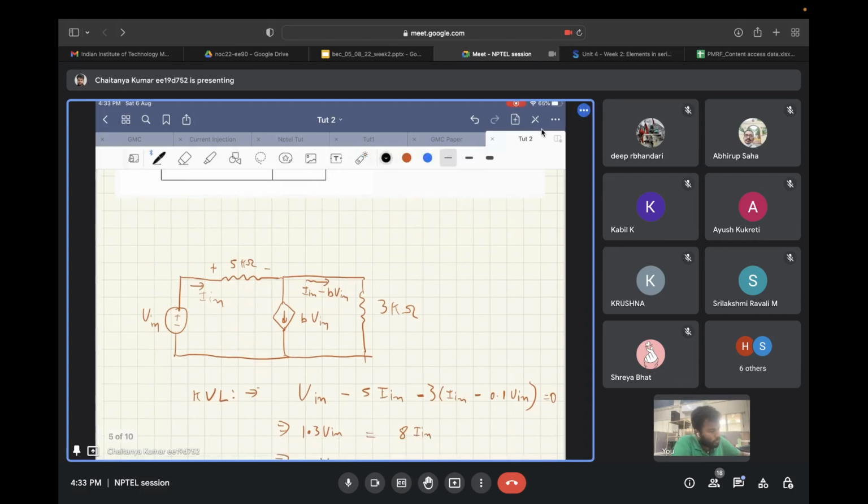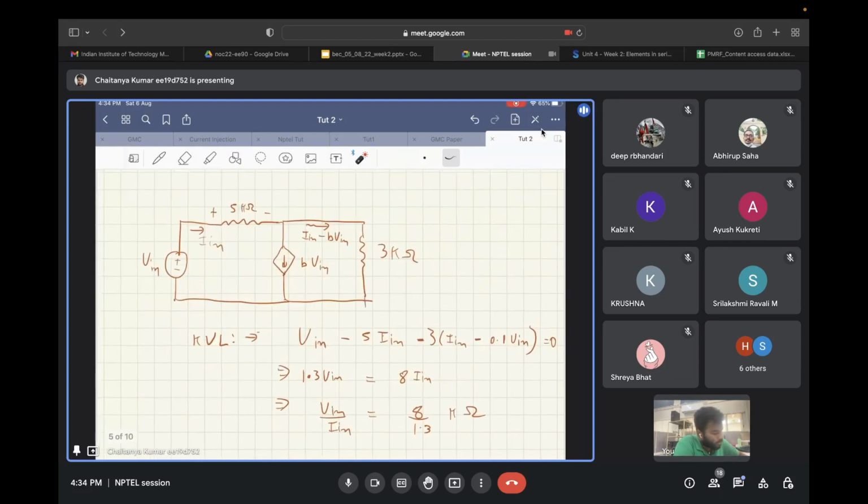So V in minus 5 times I in, that is the voltage developed across the 5 kilo ohm resistor, minus 3 into I in minus B times V in, that is the voltage developed across the 3 kilo ohm resistor. This will be equal to 0, and from there we can find the value of V in by I in. Any doubt in this? I hope you understand.